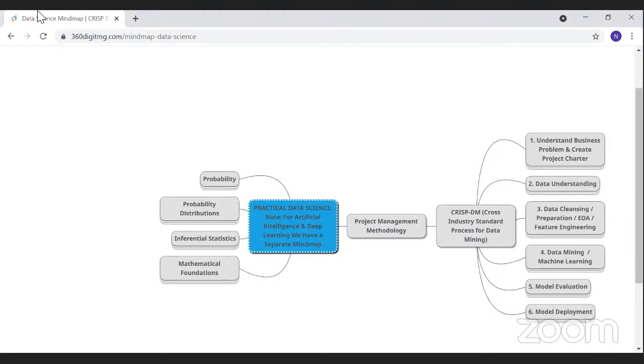So here we have the mind map, which we have discussed multiple times, and I've told you that you must all extensively work with the mind map.